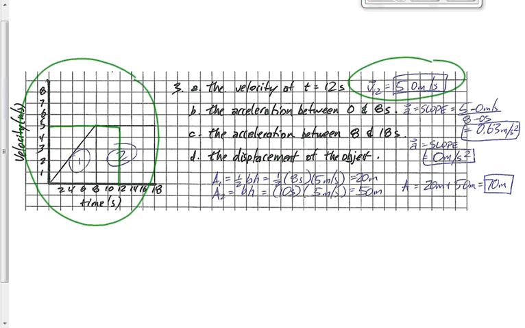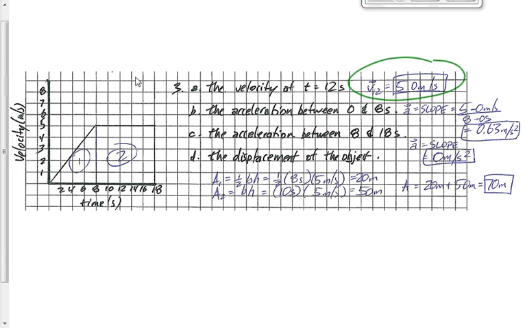The acceleration between 0 and 8 seconds. You can see in my solution here that I've calculated the slope between 0 and 8 seconds, right? Rise over run. The rise is 5 minus 0. The run is 8 minus 0. Rise over run works just fine to do that. What's the alternative, though? What's the other way we could have found the acceleration from 0 to 8 seconds?